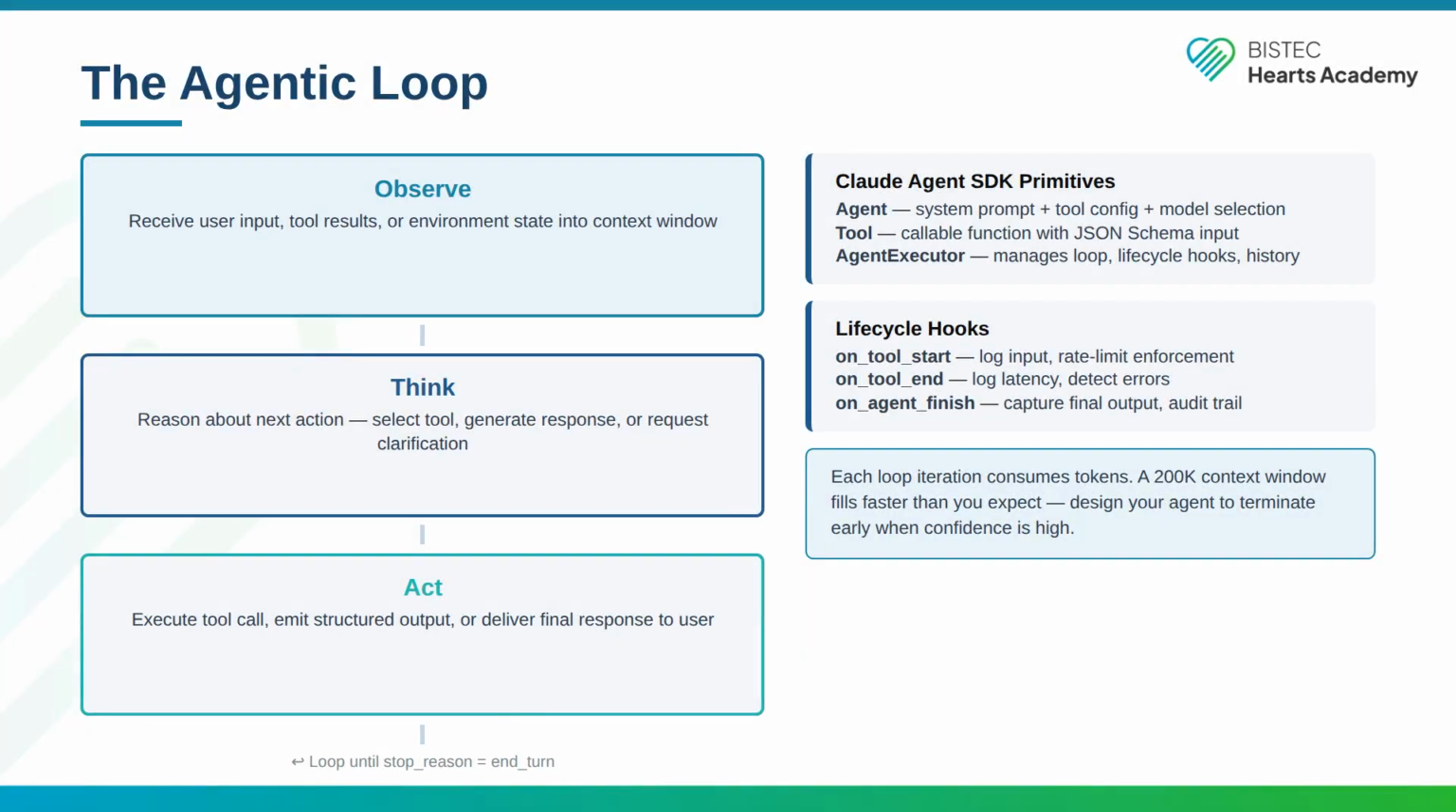The agentic loop is the execution model that drives every Claude agent. Understanding it deeply is the foundation for everything else in this track. Every iteration of the loop consists of 3 phases.